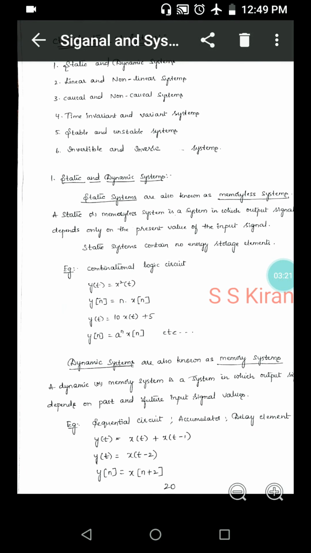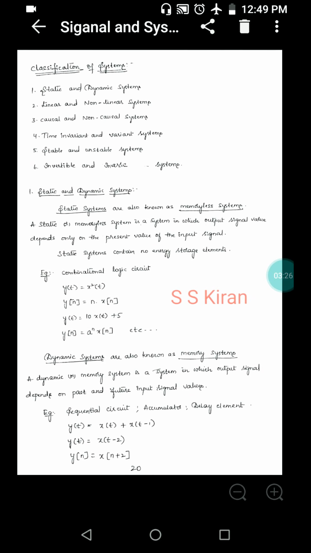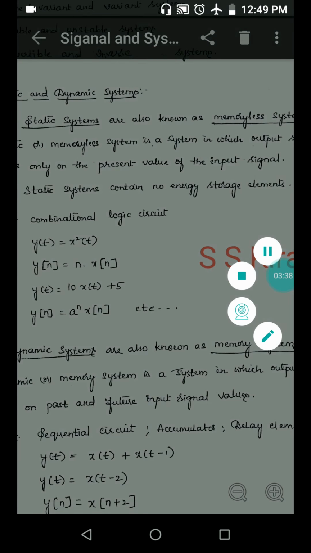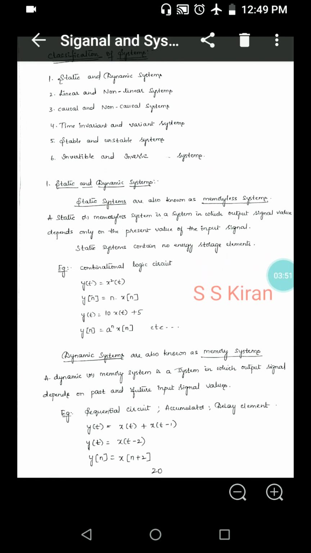Now coming to dynamic systems. Dynamic systems are also called memory systems, right? A dynamic or memory system is a system in which the output signal depends upon past and future input signal values. Once again I underline the point: past and future input signal values, right? Okay, these are the dynamic systems.